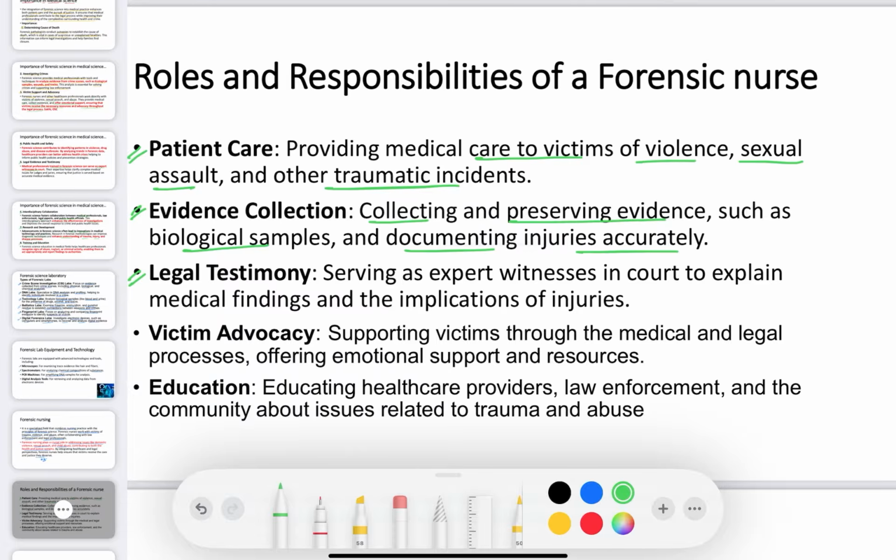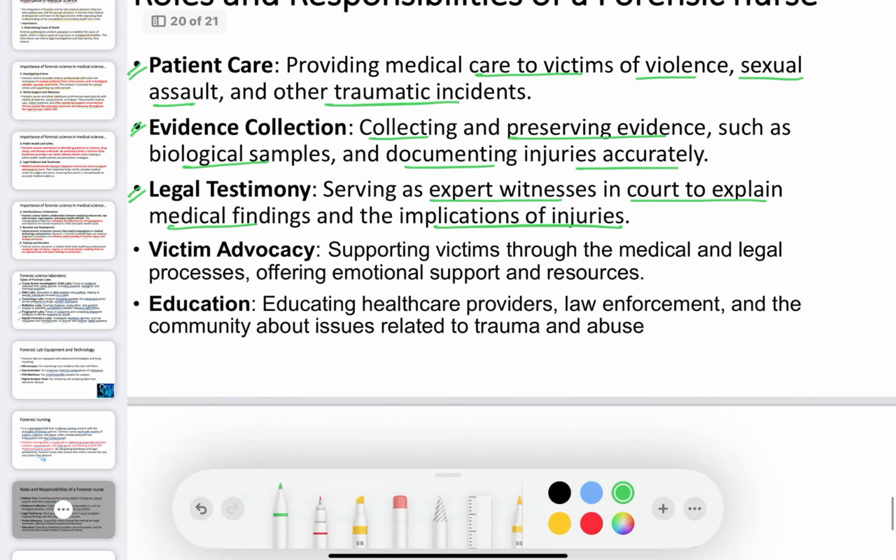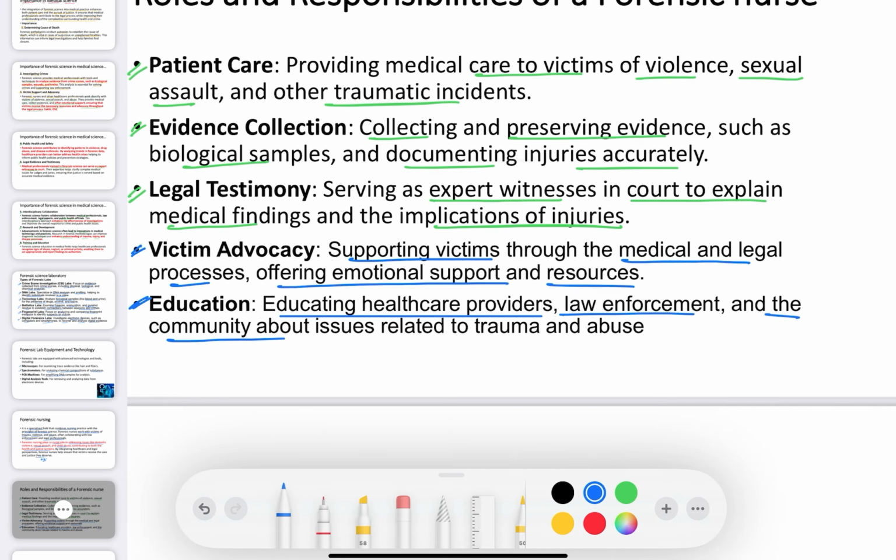Legal testimony: serving as expert witnesses in court to explain the medical findings and implications of injuries. Victim advocacy: supporting victims through medical and legal processes, offering emotional support and resources. Education: educating healthcare providers, law enforcement, and the community about issues related to trauma and abuse.